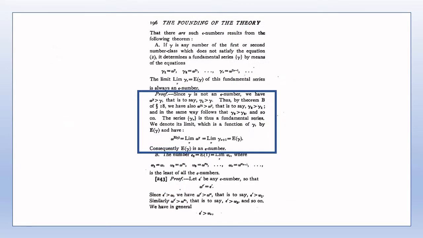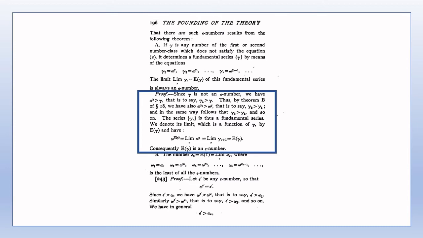In the proof of theorem A, note that none of the numbers gamma 1, gamma 2, and so on are epsilon numbers, since we see that omega to the power of gamma is greater than gamma, therefore gamma 1 is greater than gamma, and so omega to the power of gamma 1 is greater than omega to the power of gamma by theorem B of section 18. Therefore, omega to the power of gamma 1 is greater than omega to the power of gamma, which equals gamma 1, and so gamma 2 is greater than gamma 1, and so omega to the power of gamma 2 is greater than omega to the power of gamma 1, again by theorem B of section 18. Therefore, omega to the power of gamma 2 is greater than omega to the power of gamma 1, which equals gamma 2, and so on.